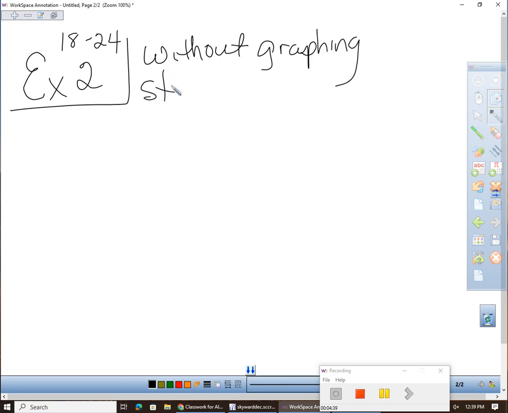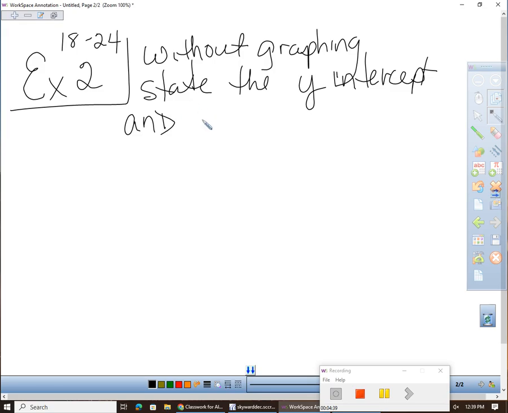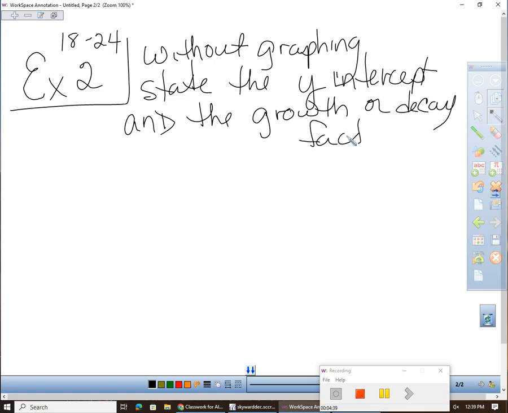State the y-intercept and the growth or decay factor, which is your b value.